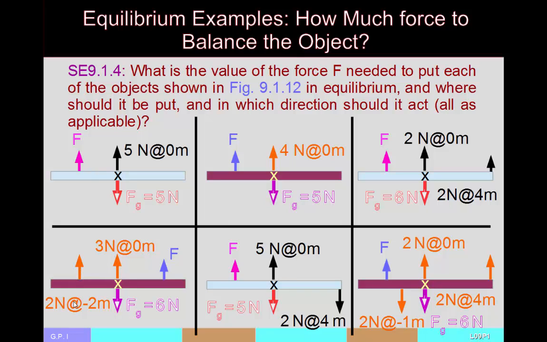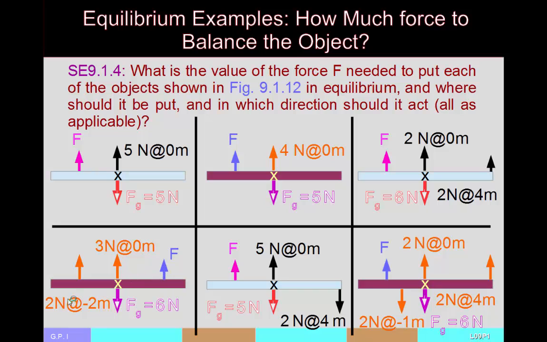Option number 4, we have 2 newtons up at minus 2 meters from this position. In other words, 2 meters away here. We have 3 newtons upward here. We have 6 newtons downward here. We need to know how much force and where to put this guy. 2 up plus 3 up gives us a total of 5 up. We had 6 down, so we need 1 Newton up.